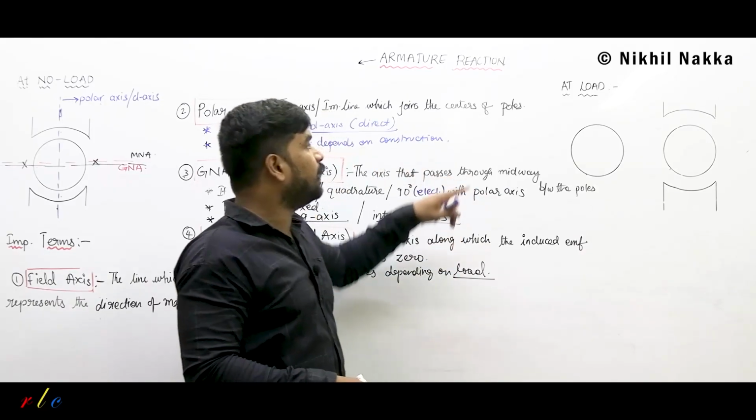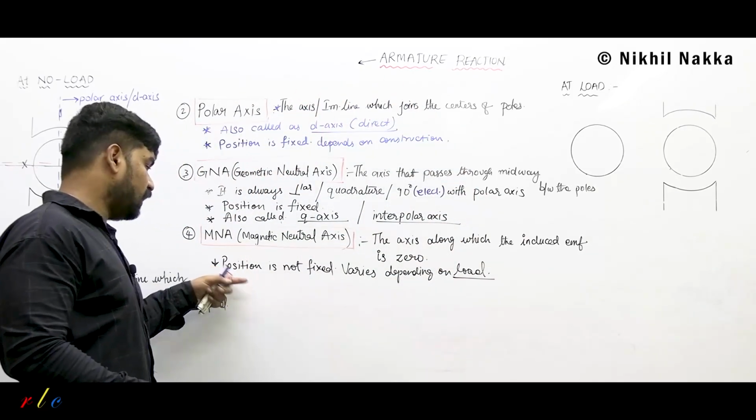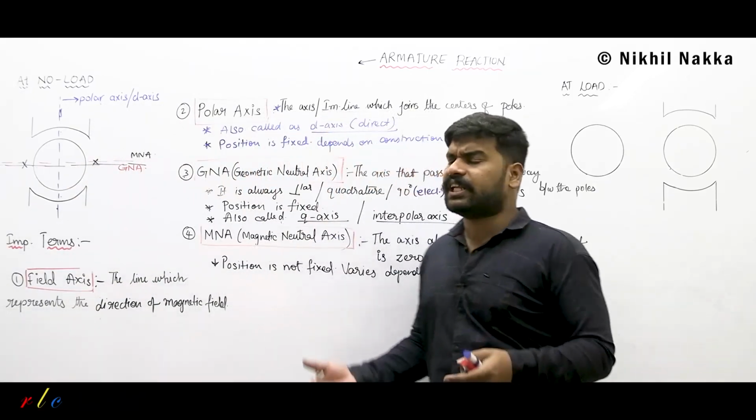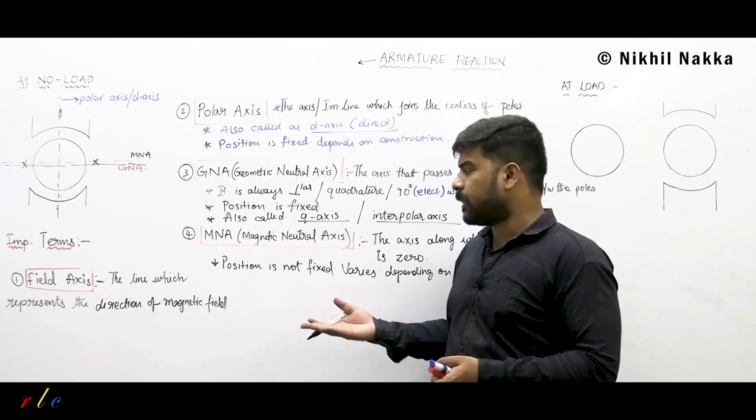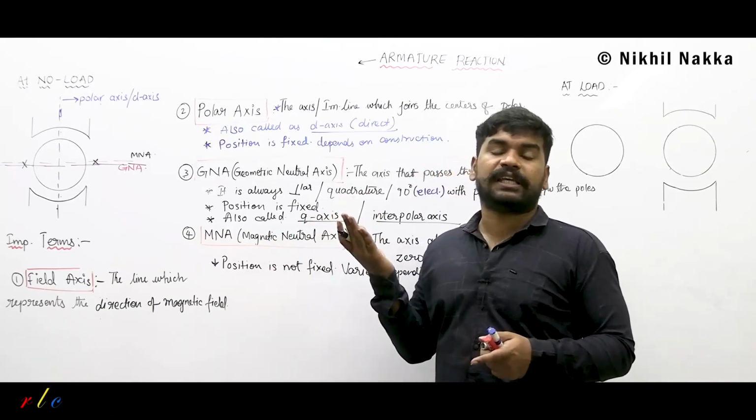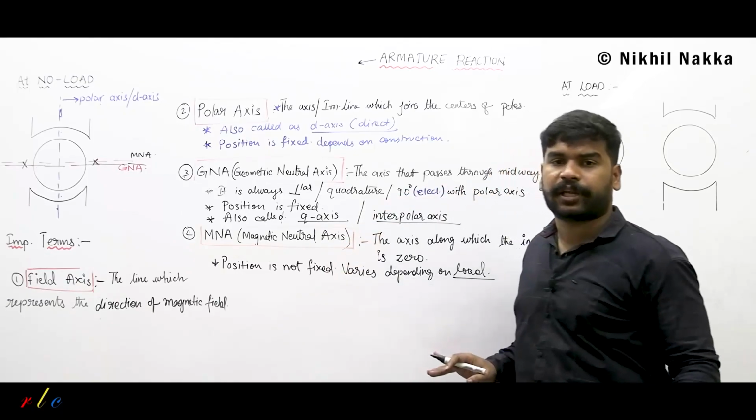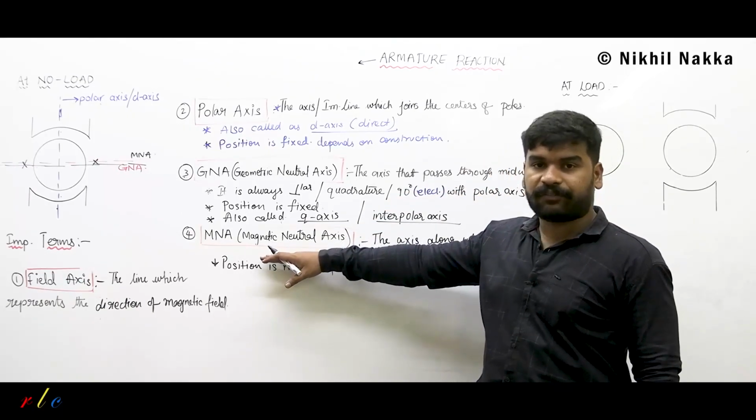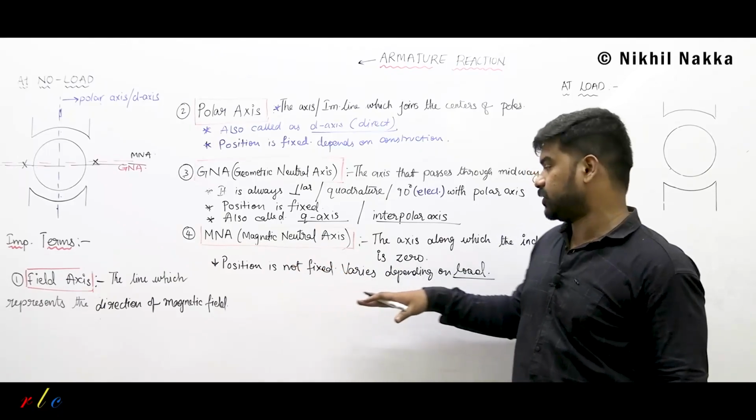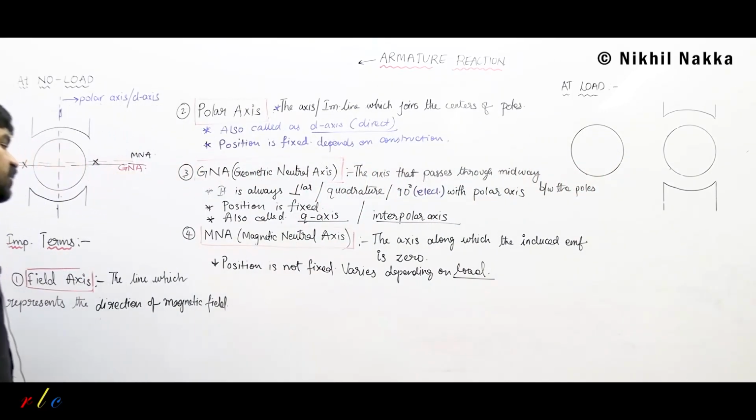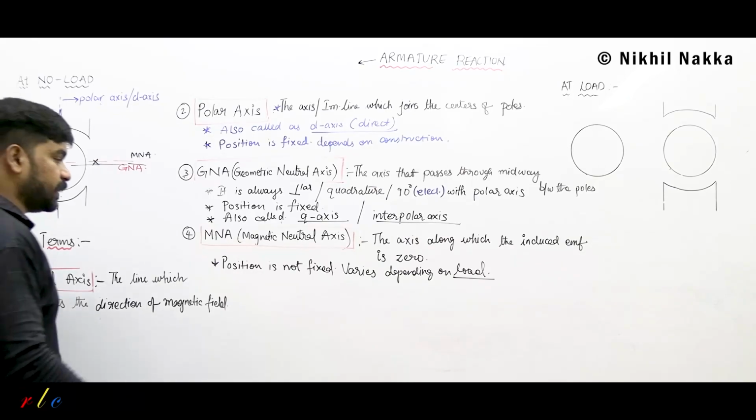So then I can tell the shifting of MNA, because the position is not fixed. I am telling that the position varies. Varies means the position shifts. The MNA shift is associated with the loading of the machine, which is nothing but armature reaction. So the reason for changing of MNA is armature reaction. This is the effect of armature reaction, that MNA position is not fixed, it changes.